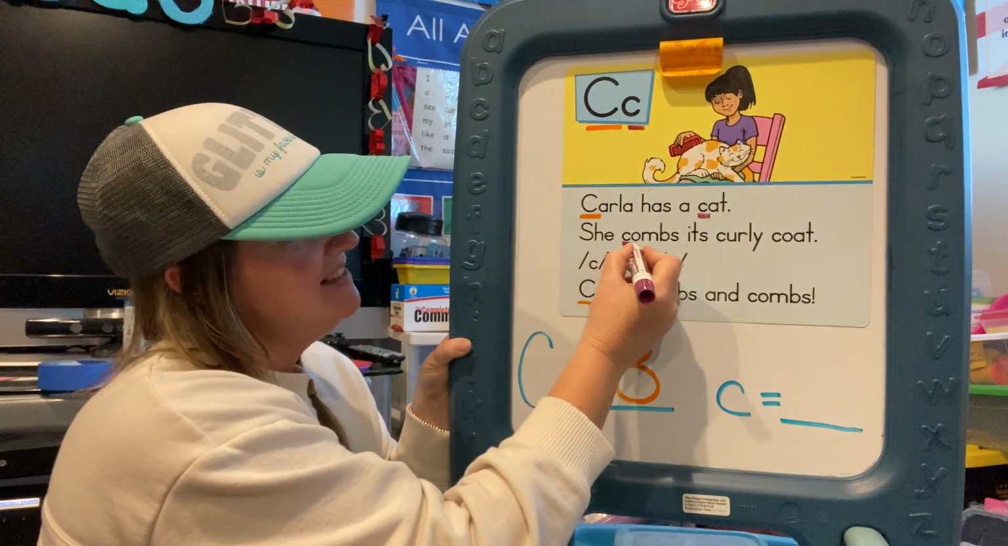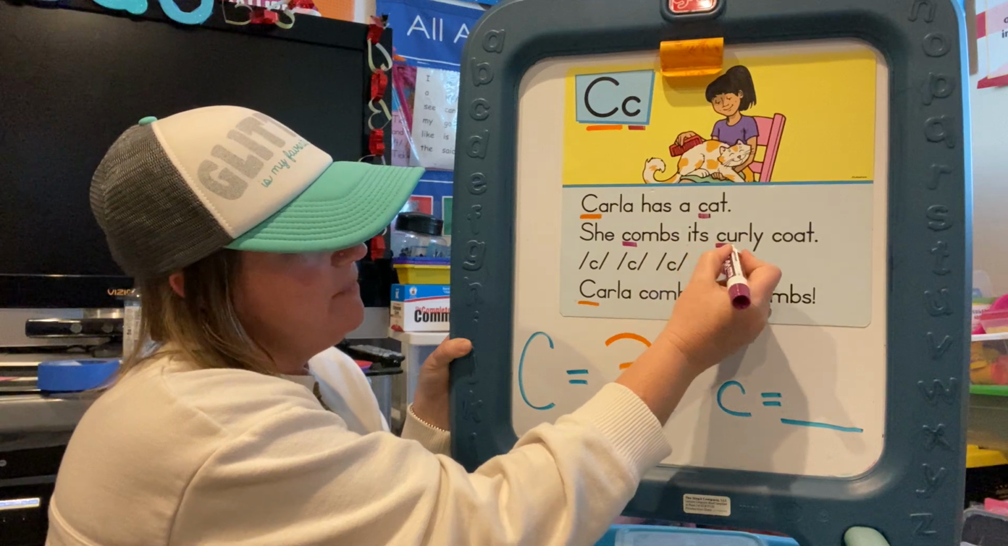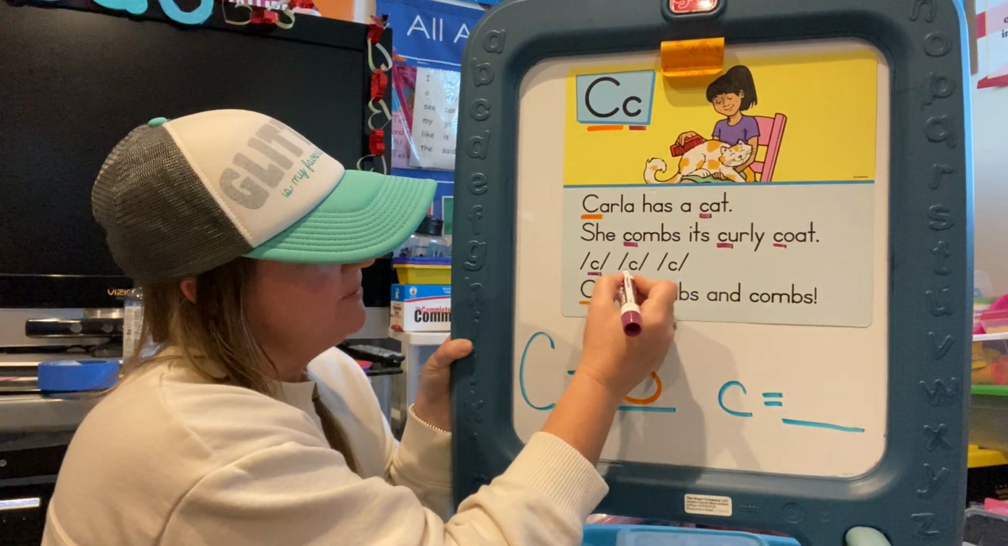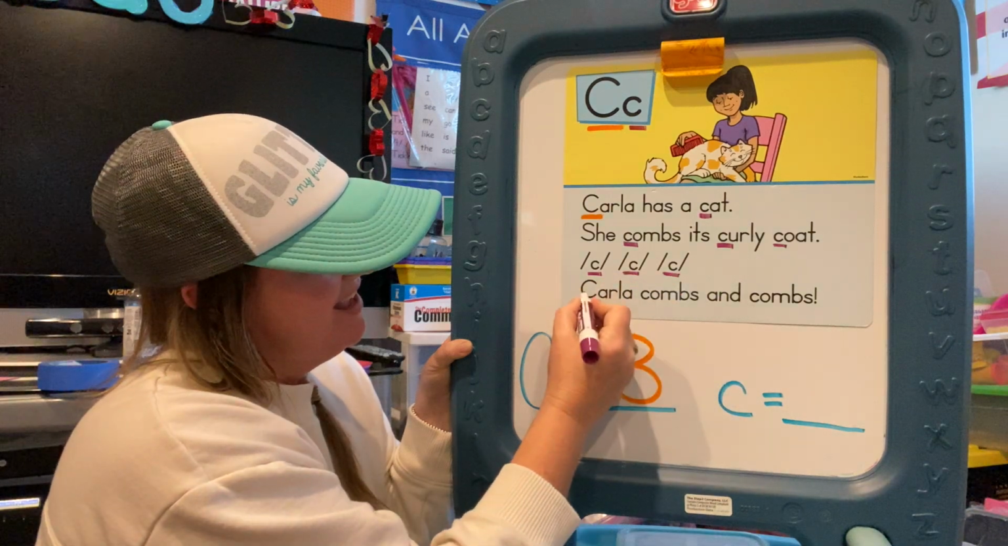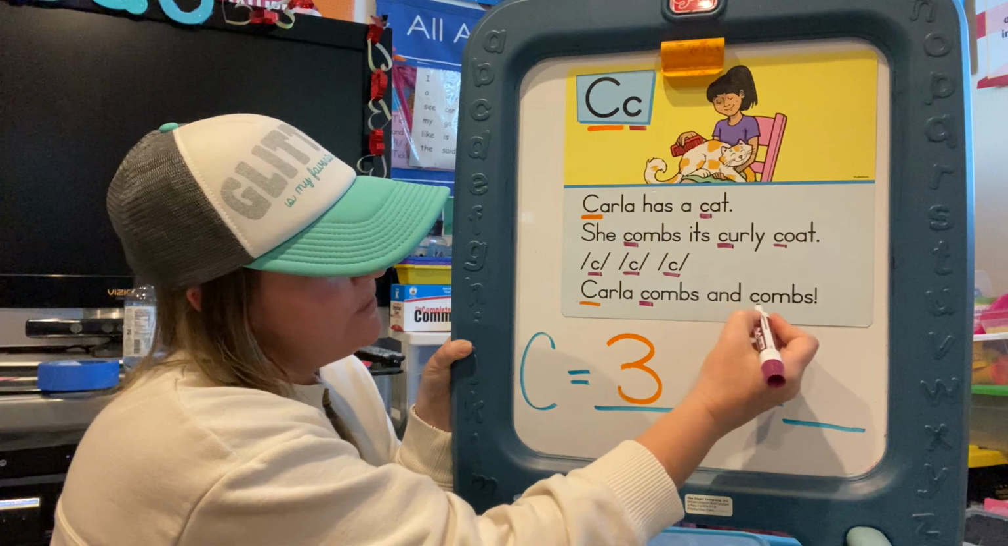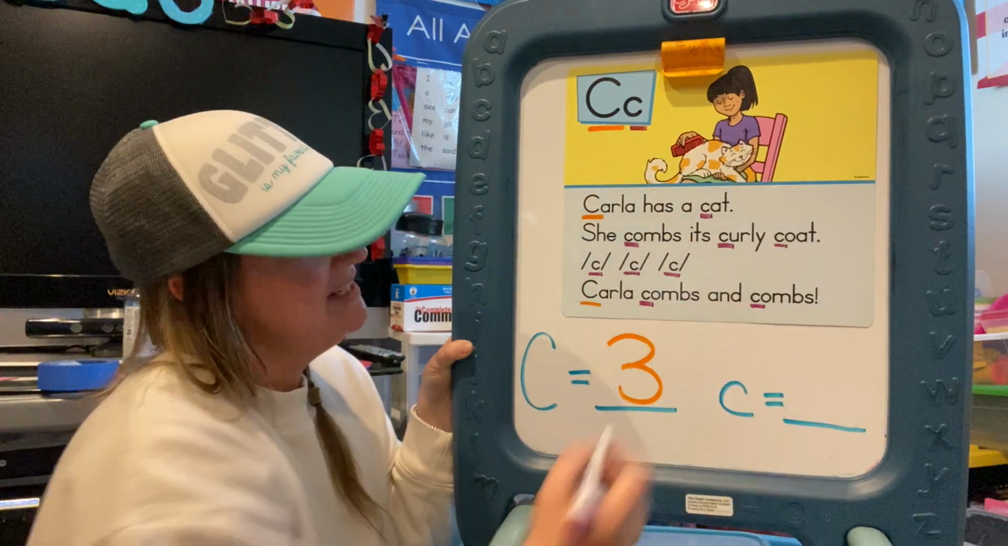Any more lowercase? There's another one. And there we go. Any more? There's one right there. Oh, there's 3 in a row right here. Let's search. Look. Oh, there's one. And, oh, combs and combs. They both start with C.